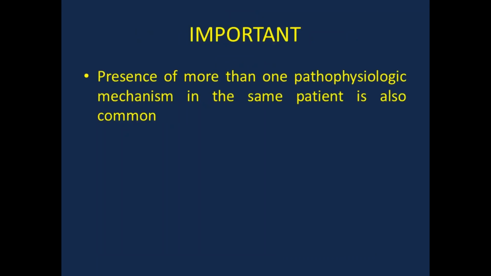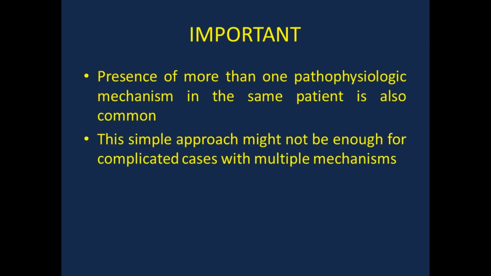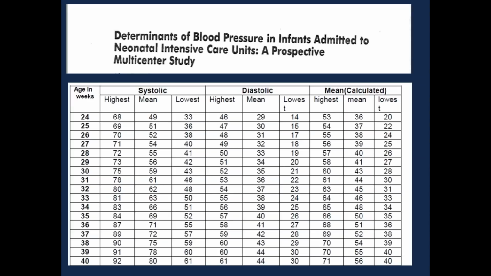It's important that presence of more than one pathophysiologic mechanism in the same patient is also common. This simple approach might not be enough for complicated cases or if you have multiple mechanisms. So this is actually the chart that we have in the unit. It is based on a study done in California a long time ago, determination of blood pressure in infants. It's the largest prospective multicenter trial to detect the centile curves for the blood pressure. I will have some case scenarios, and I will discuss these case scenarios and interpretation based on this graph.